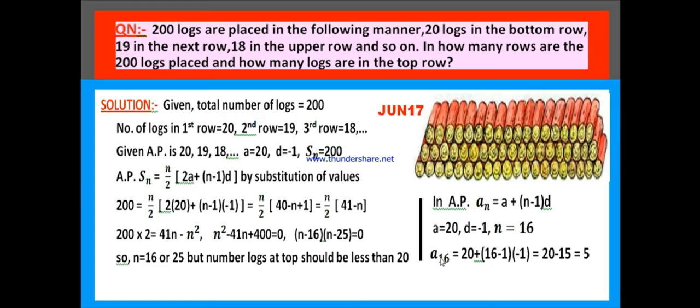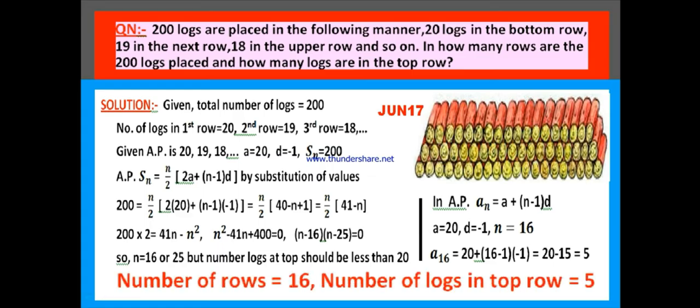A16 is equal to 20 plus 16 minus 1 into D, where D is minus 1. 16 minus 1 is 15. 15 into minus 1 is minus 15. 20 minus 15 is 5. Therefore, there are 5 logs at the top row, that is the 16th row. Therefore, the number of rows is 16 and the number of logs on the top row is equal to 5.